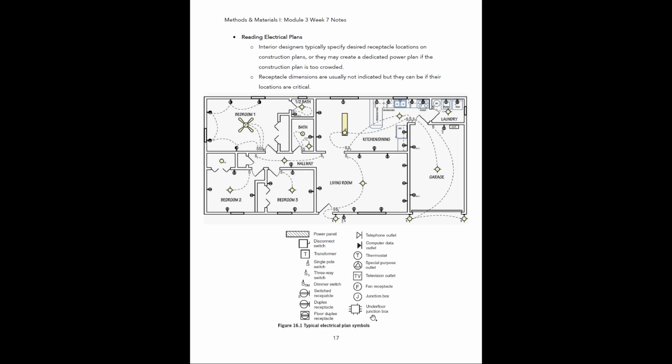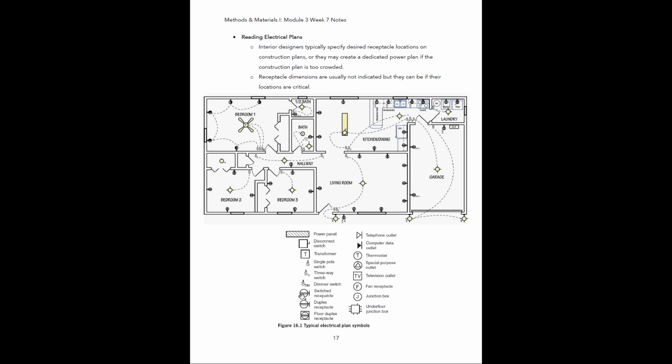This right here is our electrical plan symbols. This is usually what you will see on an electrical plan in terms of the symbols that are represented. This plan that I have here is more simplified and it's not going to have all these, but this is usually what you'll see typically.